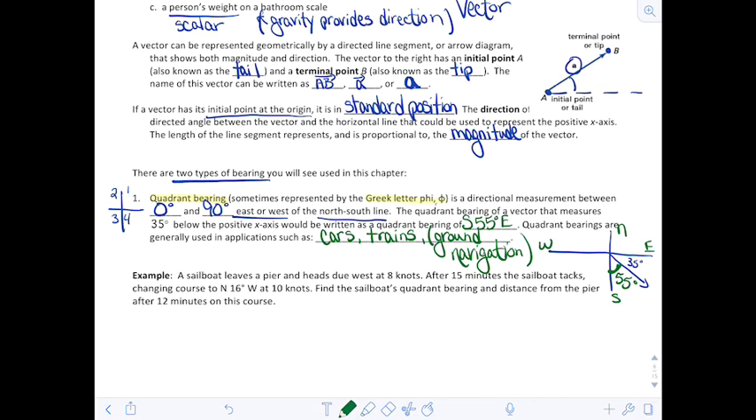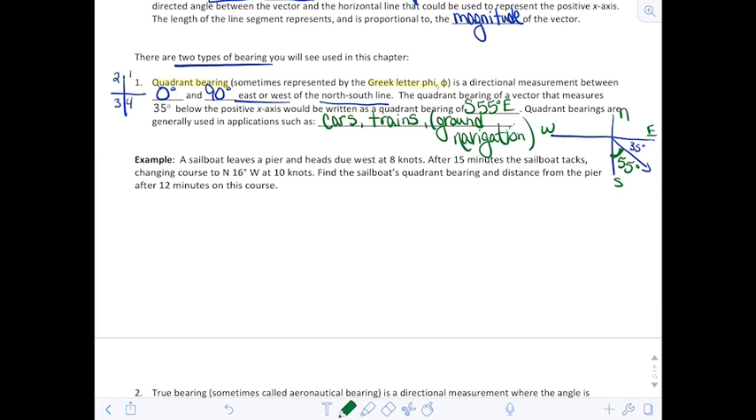Okay, so let's look at this first example. It says a sailboat leaves a pier and heads due west at 8 knots. Okay, so that's important. It heads due west at 8 knots. Now, knots, 1 knot is 1 nautical mile per hour. That's important to know. So a knot is 1 nautical mile per hour.